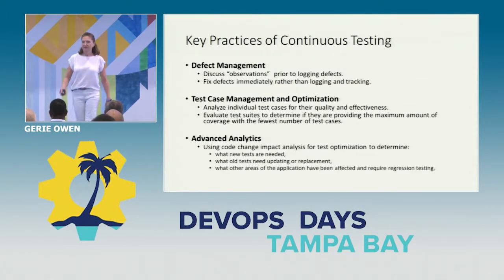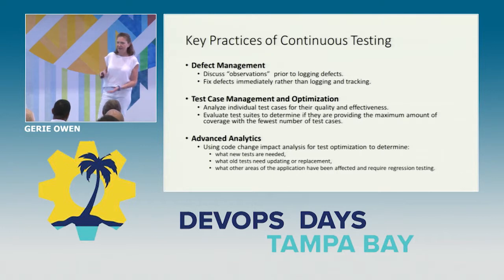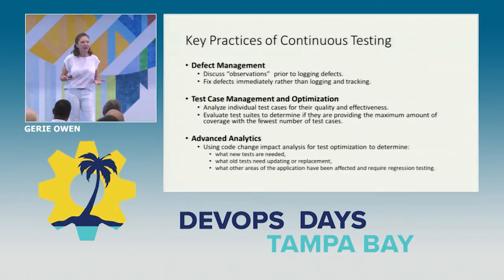So what are the practices? Well, there's defect management. Before we write up bugs, we should be talking about them. We should communicate with each other and fix them immediately rather than logging and tracking everything. We have to manage our test cases better, and we have to optimize. And that is something we'll talk about a little further on, but test optimization is the basis of automation.